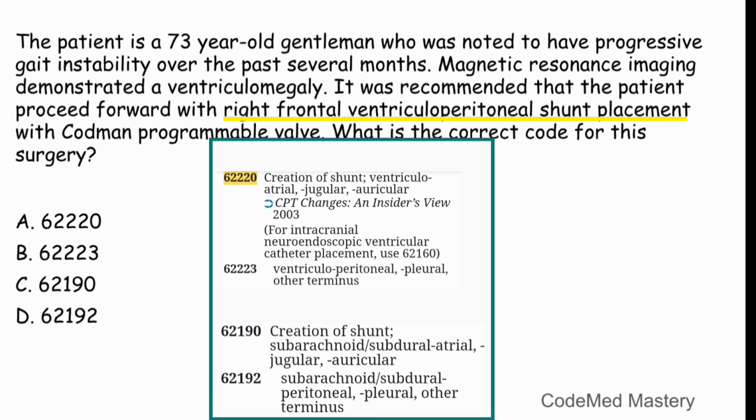The correct code is 62223, that is creation of shunt ventriculoperitoneal. Therefore, the right answer is option B. Option A is wrong because it is for ventriculoatrial, but in the question they have given ventriculoperitoneal. Therefore, eliminate option A. And option C, 62190 is for creation of shunt subarachnoid, and also 62192 is for subarachnoid subdural peritoneal. But we have to code for ventriculoperitoneal. Therefore, all the other options are wrong. The right answer is option B. Next question.